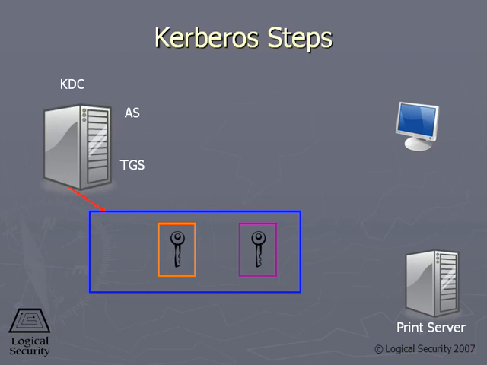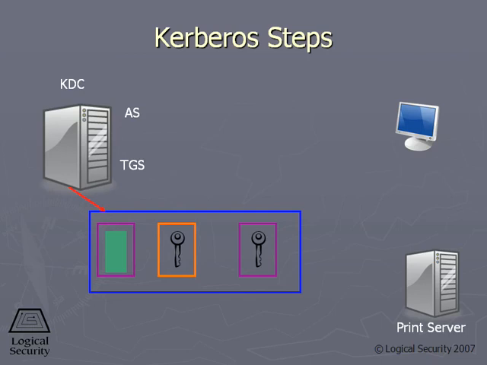Now, there's one more piece that actually goes into this ticket. It's called the authenticator. The authenticator comes from the KDC. It has identity information about me. You know, this message is coming from Sean Harris. And it has a sequence number and a timestamp, and it's called the authenticator. Now you see the authenticator is encrypted with the print server's secret key.